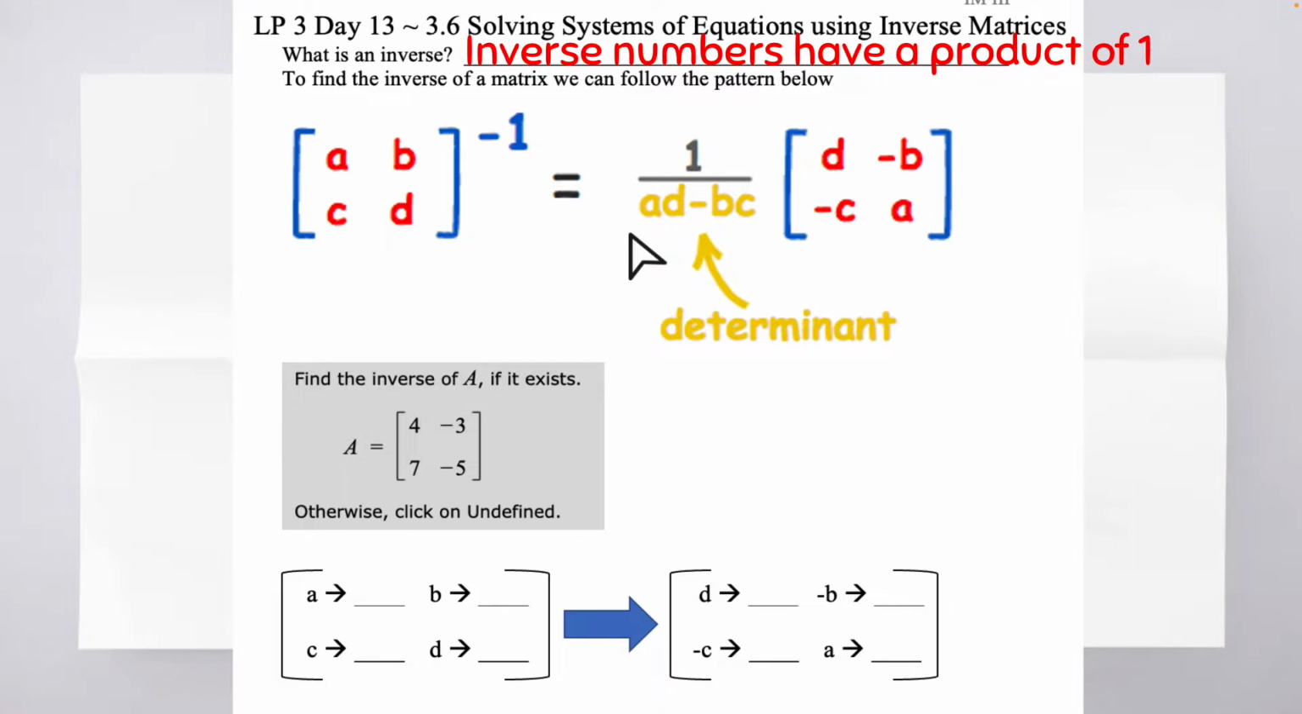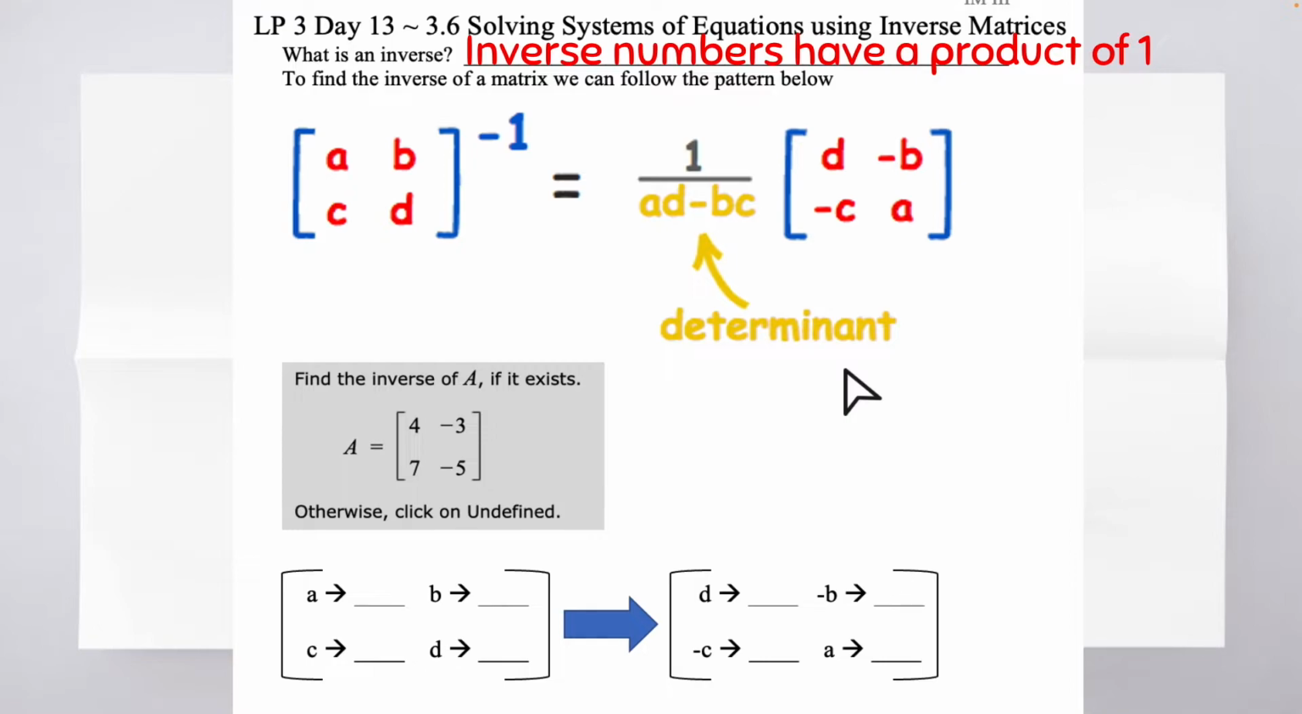To find the inverse of a matrix, we can follow this pattern below. We have A, B, C, D, and I want to know what the inverse is. That's what this -1 means: I'm going to invert it. So we multiply 1 over the determinant. Remember, determinant means we cross multiply: A times D and B times C, and we subtract those two pieces. That was back from when we were doing the determinant of a 2 by 2 matrix.